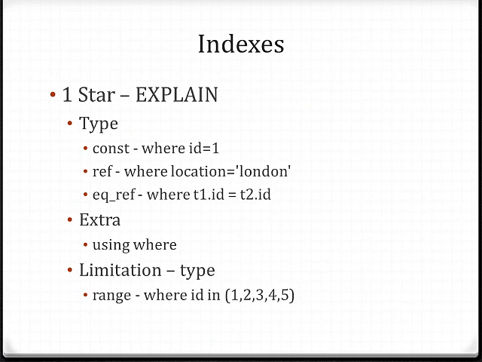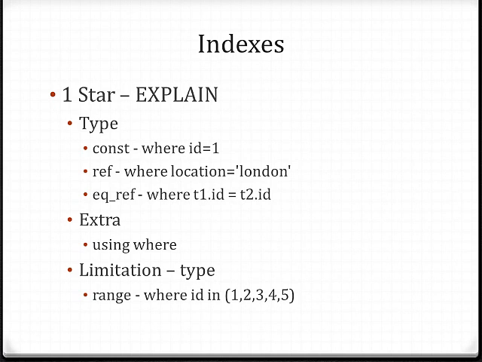So a one star in the explain statement, when you're trying to find if this is a one star index, when you look at the column type, just take my word for it because I'm not giving you an example. You're looking for one of three things: const, where id equals 1, so it's a constant; ref, where there's an equals here, and that's important; or you're joining into another table. And in the extra part of the explain, it says using where.